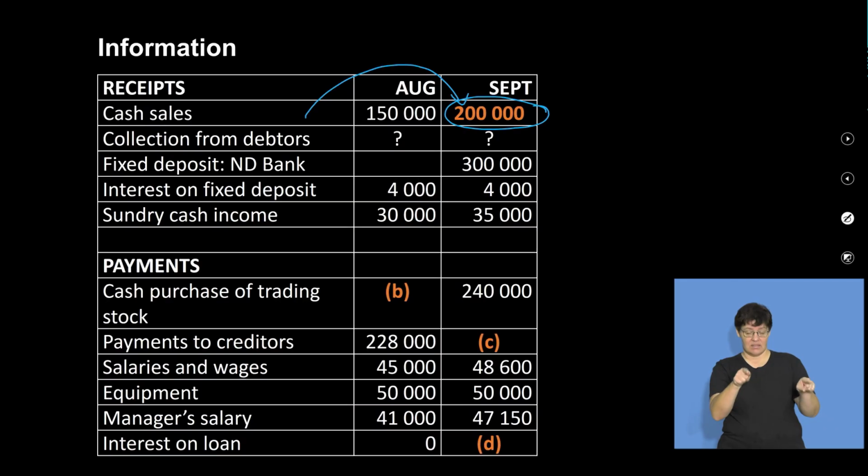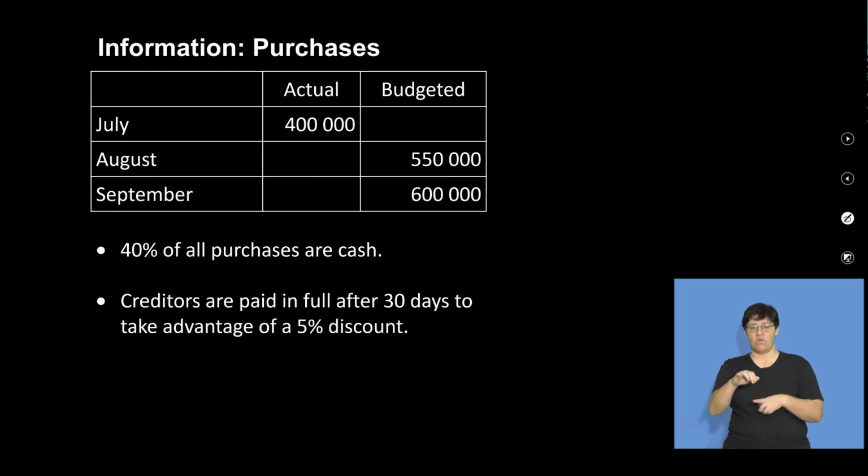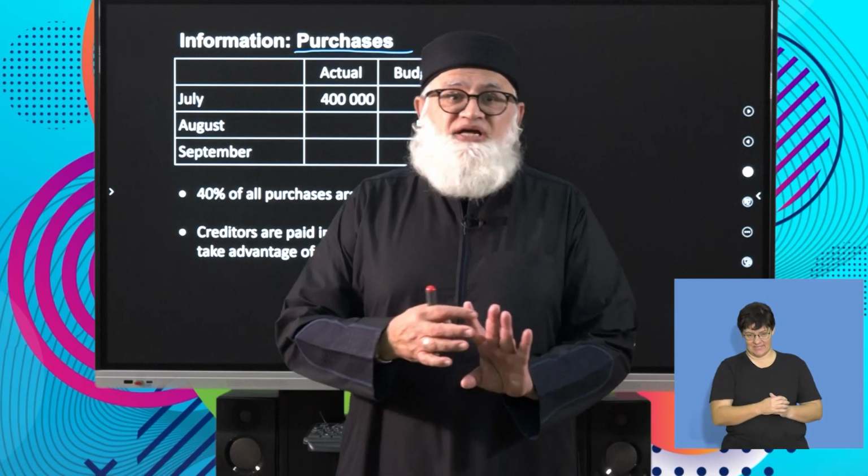So determine cash sales, credit sales, percentages, and then the calculation. Right. The next thing that I have to calculate now is my cash purchase of trading stock. Let's see the information that we have regarding purchases. Okay, in this question, the examiner was kind to you. They gave you the purchases figure.